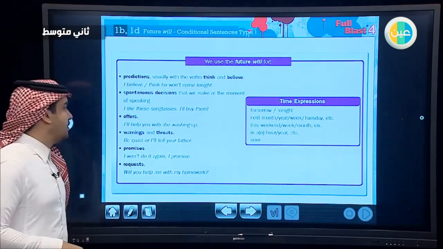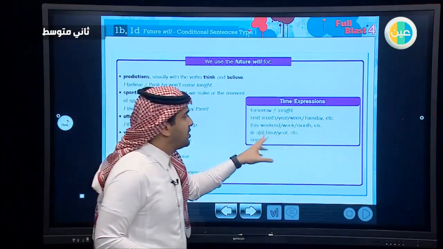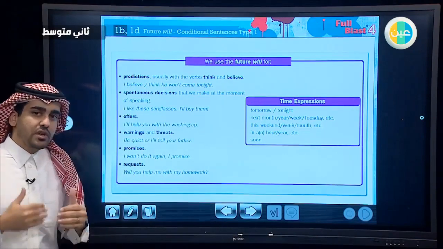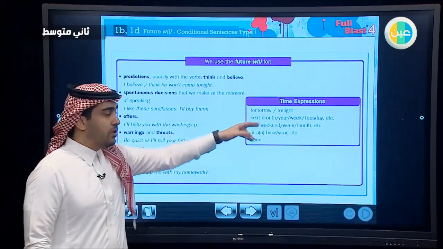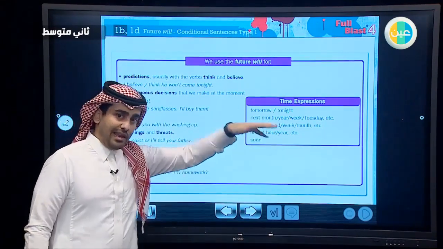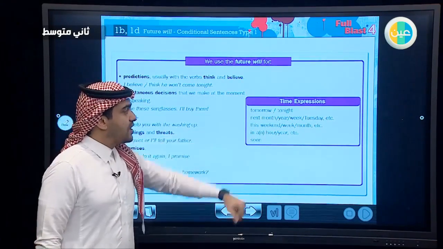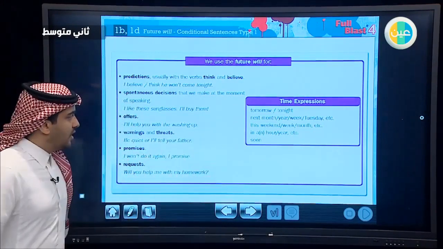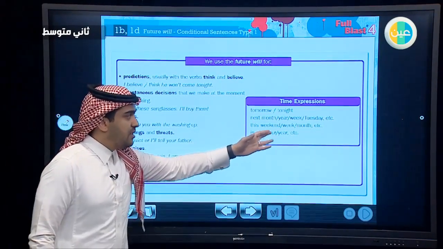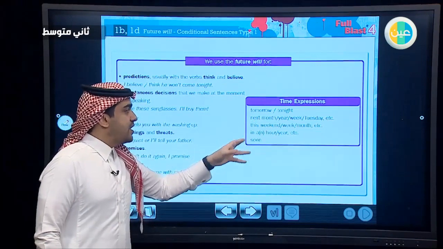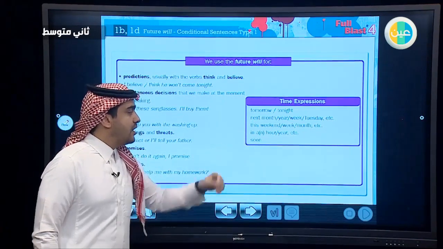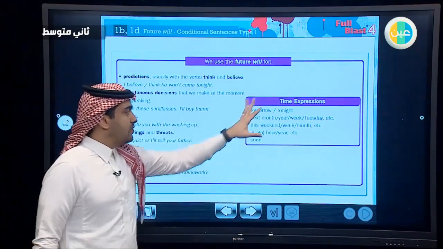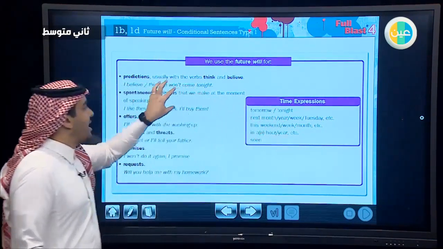Okay, so these are the time expressions that can be added to the future will just to express the future. For example, tomorrow, tonight, next month, next year, next week, next Thursday, etc. Also this weekend, this week, this month, in a year, in an hour, etc. And also soon we can use it to express the future. So all those are time expressions that can be added to this.